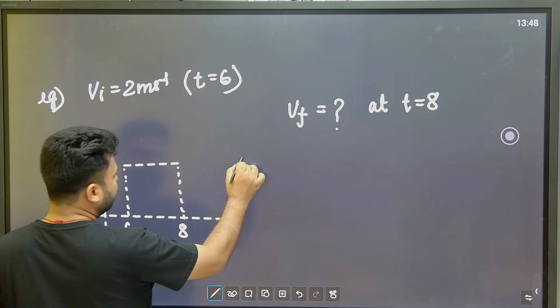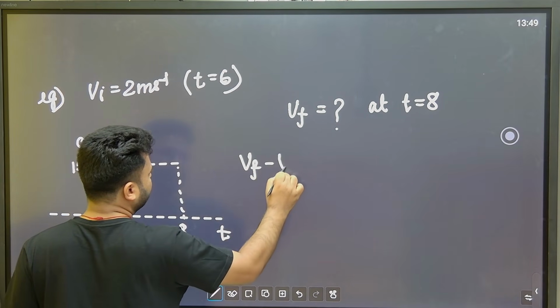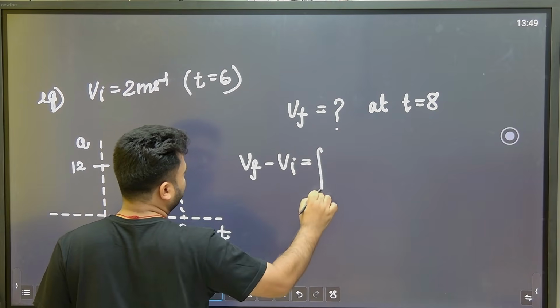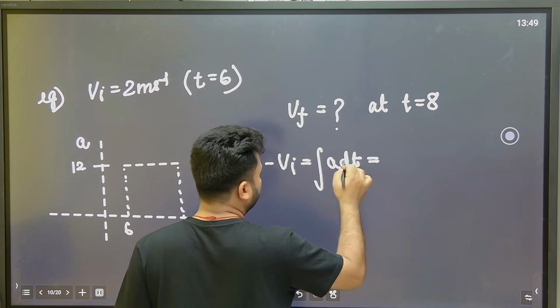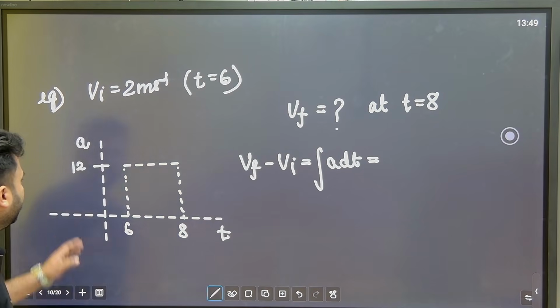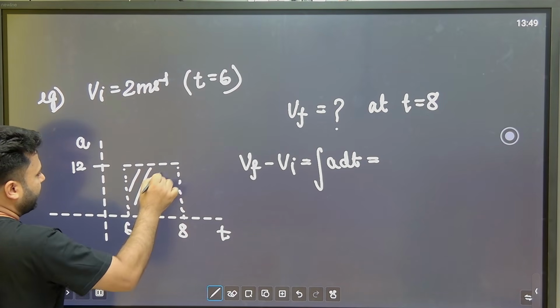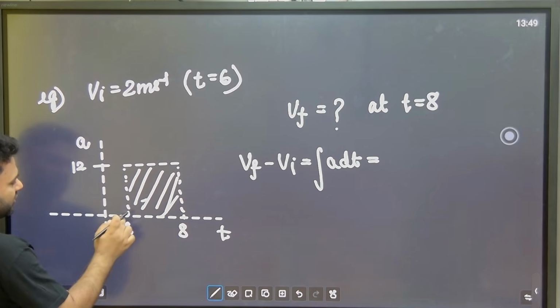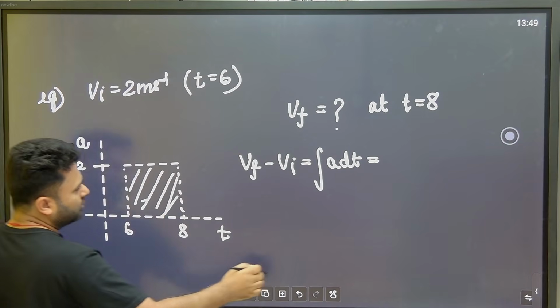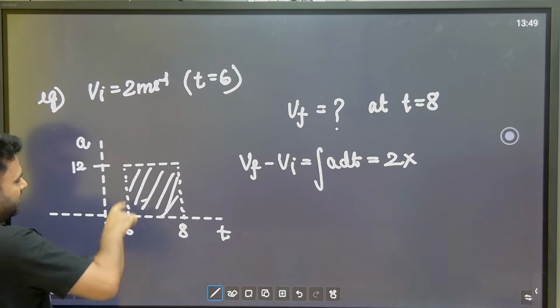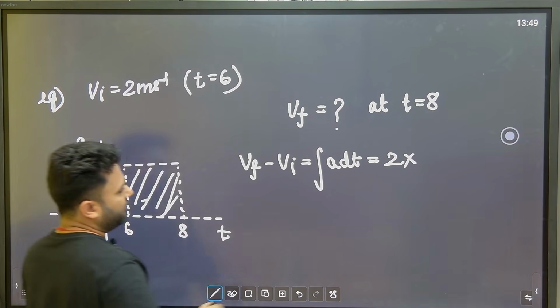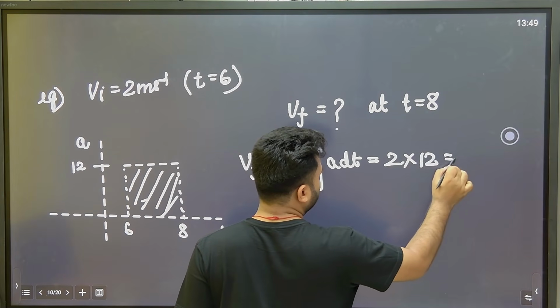So what we know is that change in velocity, final velocity minus initial velocity, is equal to integration of a dt, and integration of a dt is nothing but the area under the AT graph. This is the AT graph, which means this area we have to calculate. Now this is 6, this is 8, so this will be 2 multiplied by, you can see this is a rectangle, this length is 12. So 12 times 2 is 24.